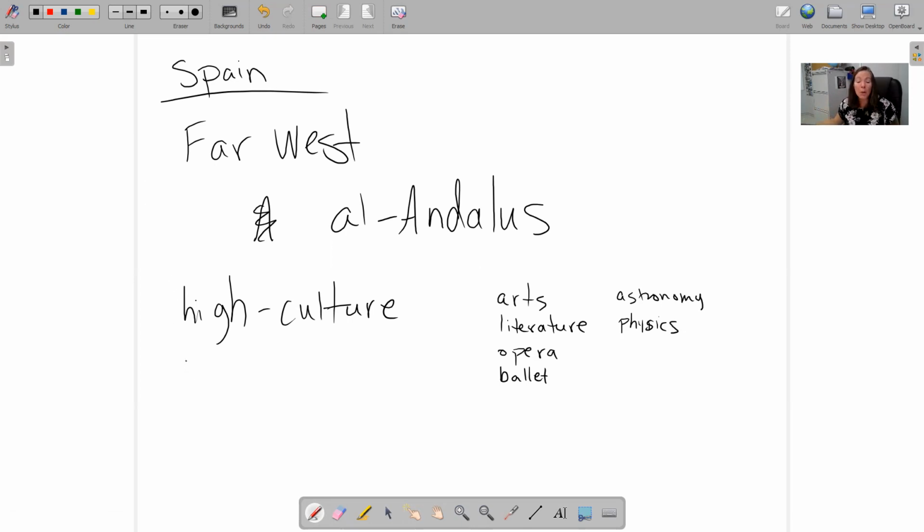And low culture would be fart jokes. I hope you're laughing right now. That was supposed to be funny. But fart jokes are low culture. And there's a difference. But right now, think of the people in your life that you know that are of high culture and the people that you know that are of low culture.